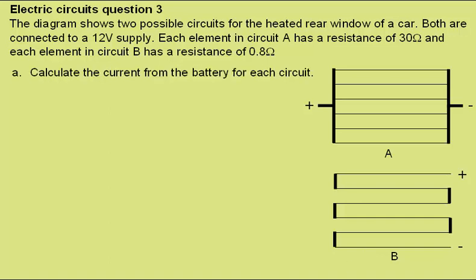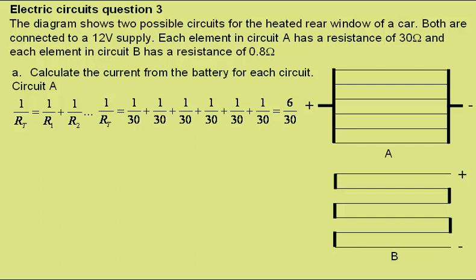Part A. Calculate the current from the battery for each circuit. Well, first for circuit A. For a parallel circuit, 1 over the total resistance is equal to 1 over resistor 1 plus 1 over resistor 2 and so on. So in this case, 1 over the total resistance is 1 over 30 ohms for this element, 1 over 30 ohms for this element, and so on.